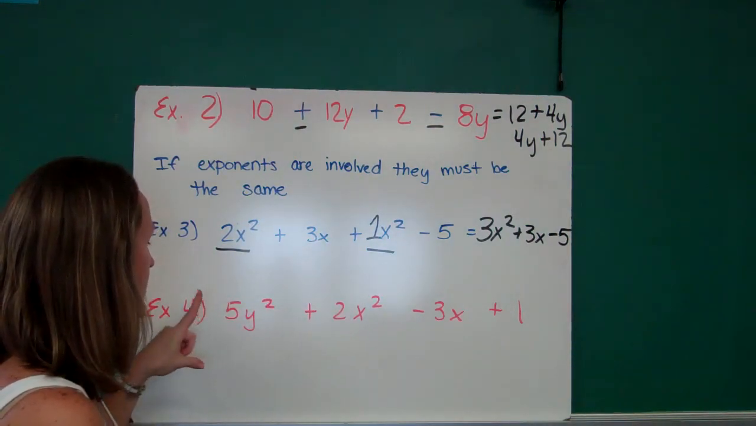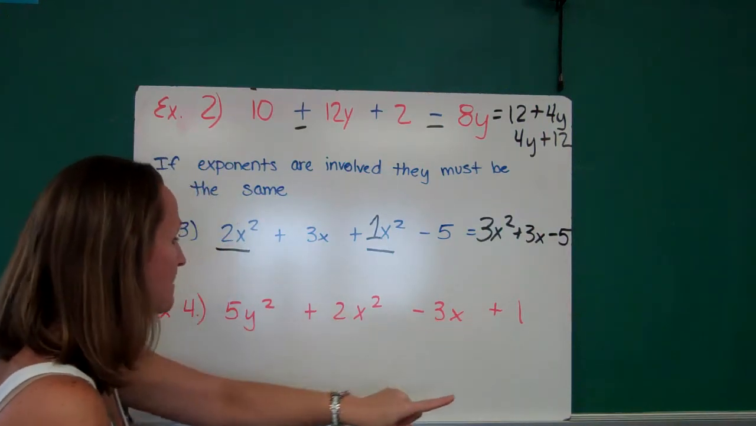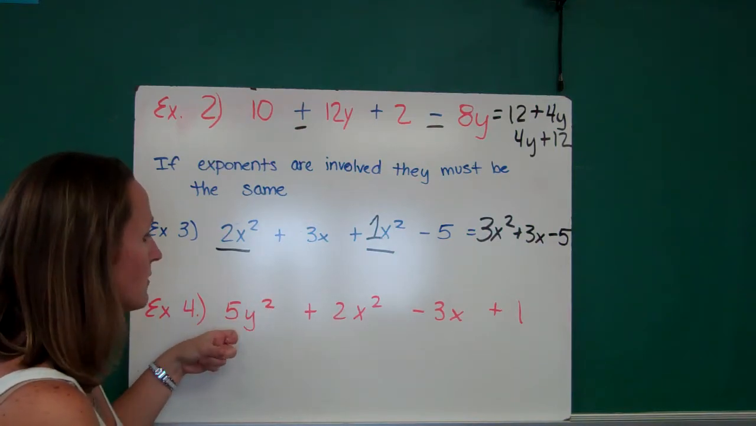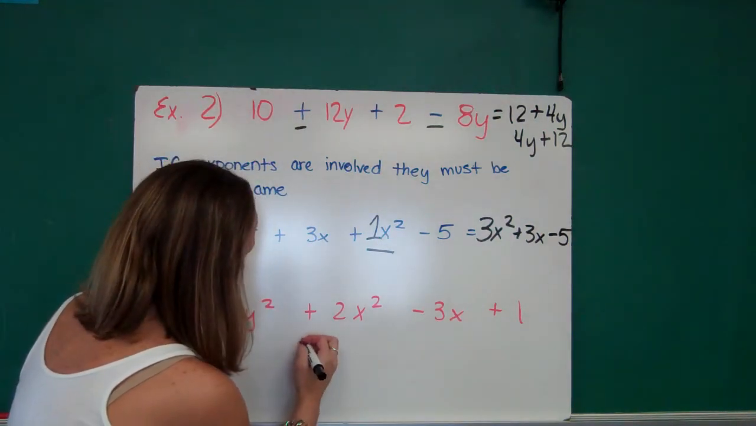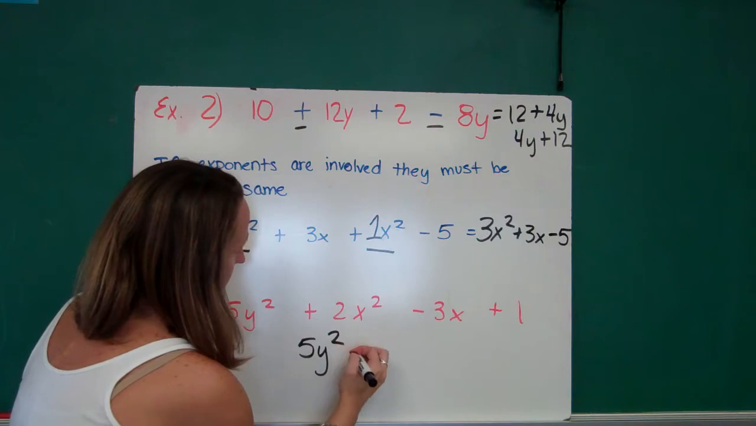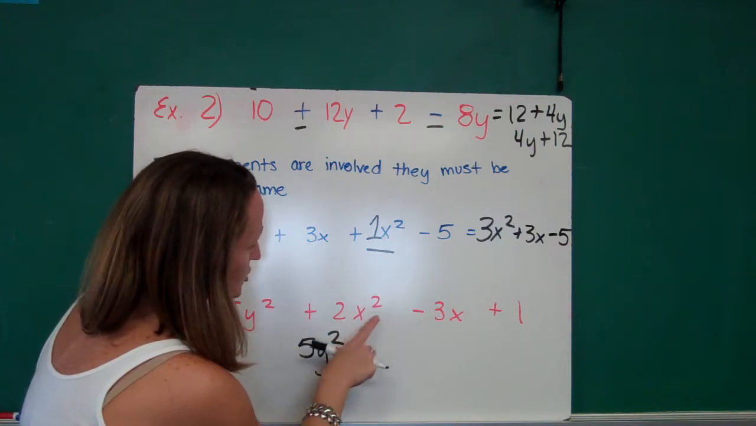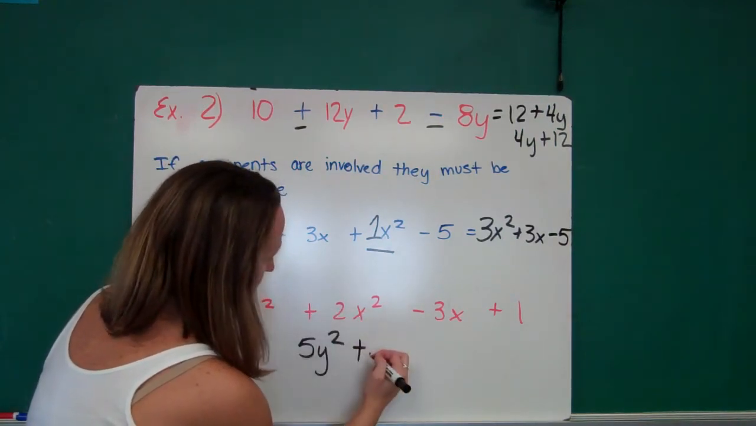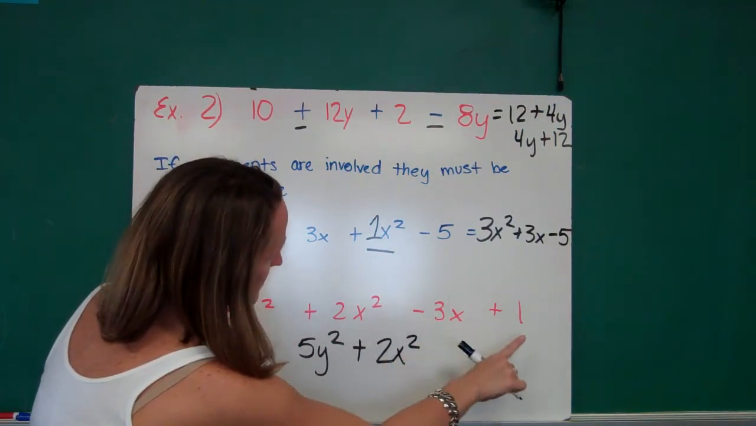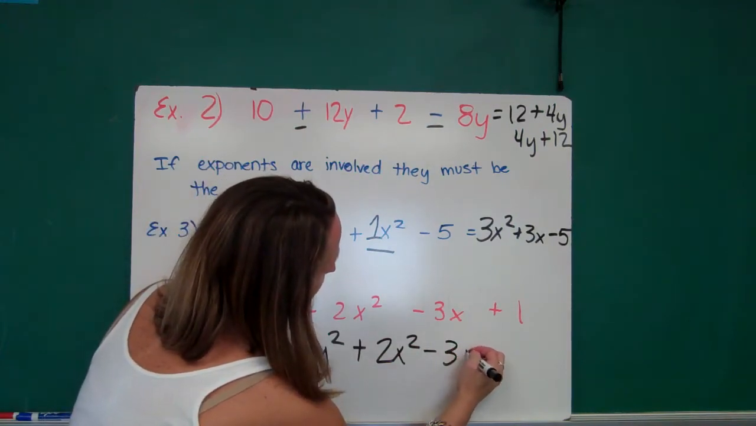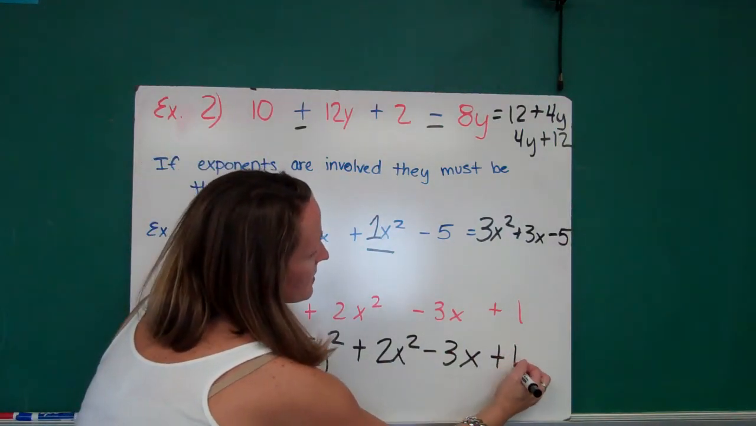Okay, now we have one more. We have 5y squared plus 2x squared minus 3x plus 1. So let's start with our y squared. There's no other y squareds, so we have nowhere to put it. I don't have any space there, so I'm going to come down here. Okay, so what's next? Plus 2x squared. I have no other x squareds, so I'm just going to write it down here and bring in that positive with it. Next I have a minus 3x. There's no other x's, so it's going to come with it. And then I have a plus 1. I have no other constants, so it's also going to come with it.